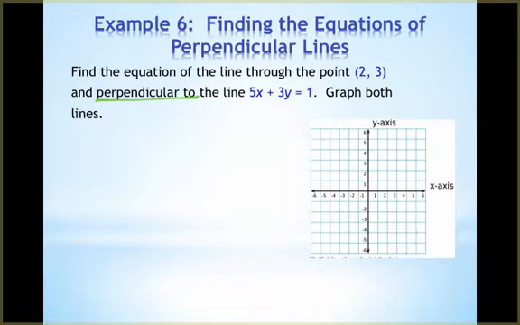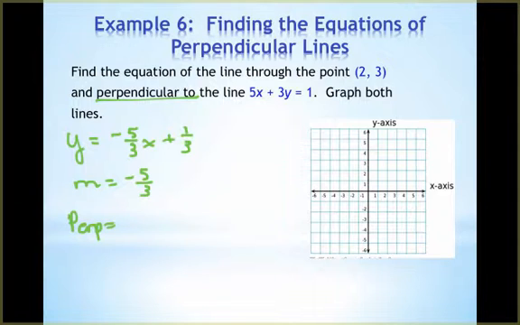In our next example, we're going to do the same kind of thing, but this time we want to be perpendicular to the line 5x plus 3y equals 1. So we've already solved for y a minute ago, and we got that y was equal to negative 5/3 x plus 1/3. So the slope of that is negative 5/3. So the perpendicular slope would have to be positive 3/5.